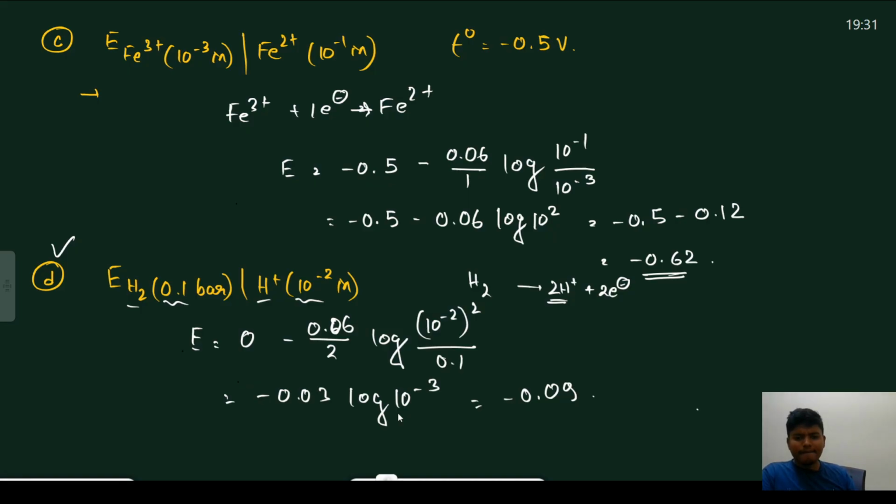Sir, I took 0.059. Even if you take 0.059, it will be close to 0.09 only. Yes, sir. Okay. Sir, is it not positive? Is it not a positive value? The value will become positive, the final value, because minus minus will become positive.